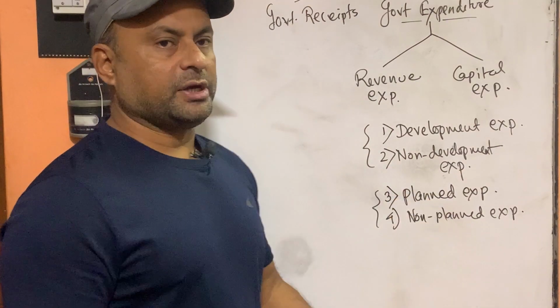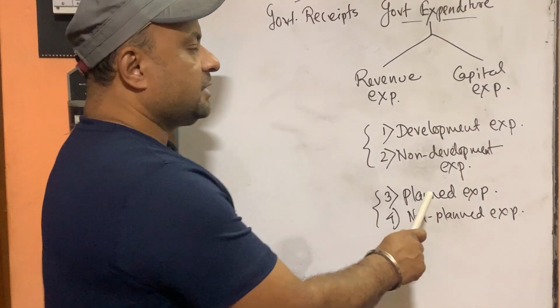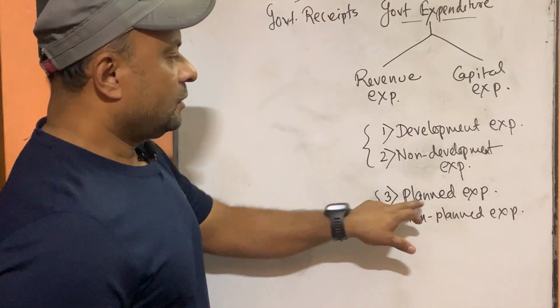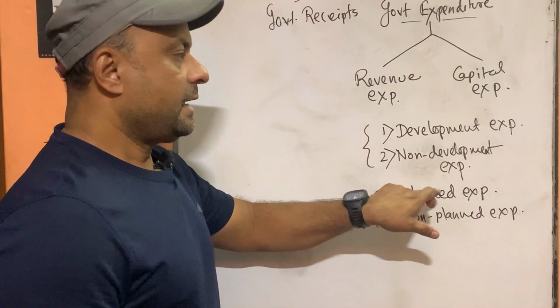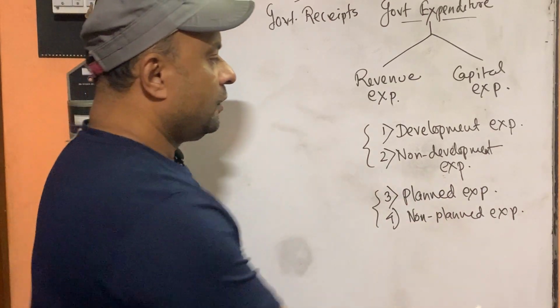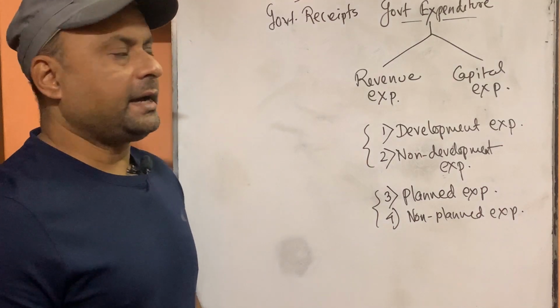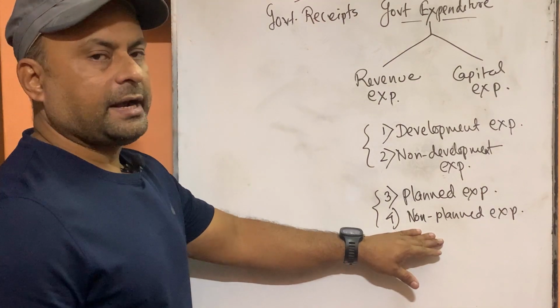Suppose expenditure on education, health. Government always keeps money for such expenditure. Expenditure on education, health, defense. Government always keeps some part of its expenditure on these projects. These are planned expenditure. Non-planned expenditure means those expenditures which were not covered in the current five-year plan or not covered in the current budget.